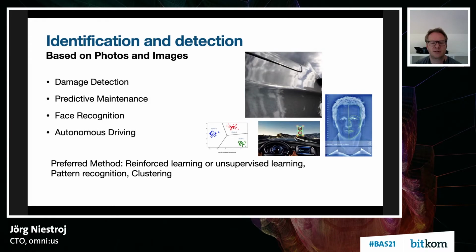The preferred methods here are reinforced learning or unsupervised learning. So more unsupervised learning for image detection, and more reinforced learning if you are also in that area of autonomous driving or robotics. And methods are, for example, pattern recognition, clustering.